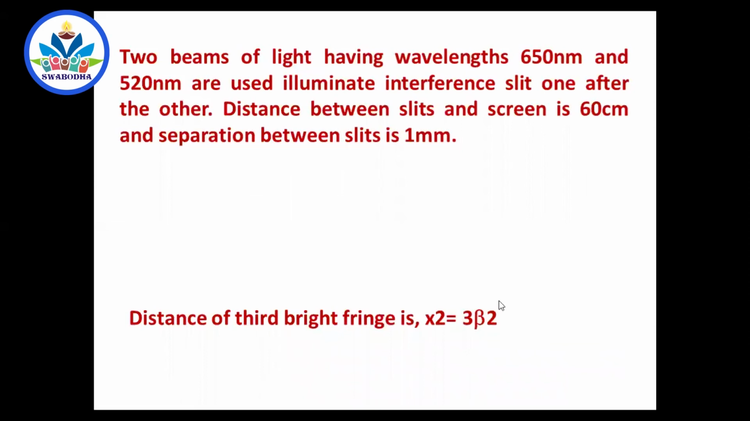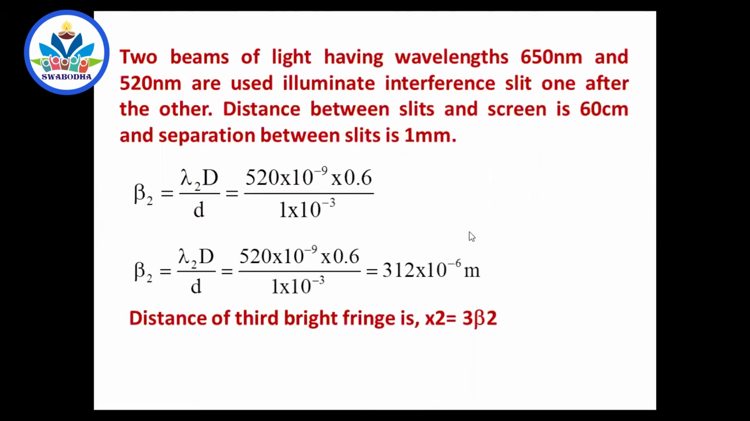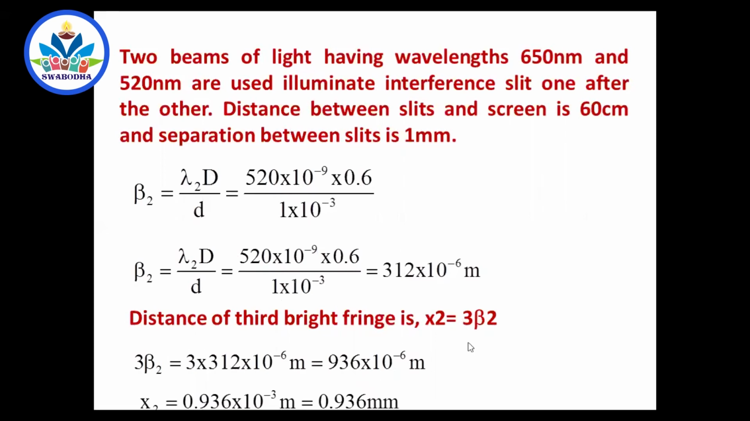Yes, switch on 520 nanometer. What is beta for 520 nanometer? Beta 2 is lambda 2 D by d. 520 nano into capital D, 0.6 meter, 60 centimeter, by small d, 1 millimeter. Now, what is beta 2? This comes to 312 micrometers or 0.312 millimeters. Now, what is the distance of the third bright fringe of 520 nanometer? 3 beta 2 is 3 into 312 into 10 to the power minus 6. That is 936 micrometer or 0.936 millimeter. So bring minus 3 here. Remaining minus 3, you write it as 0.936 millimeter. Finished.